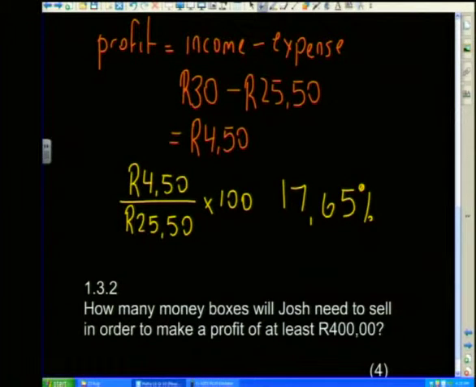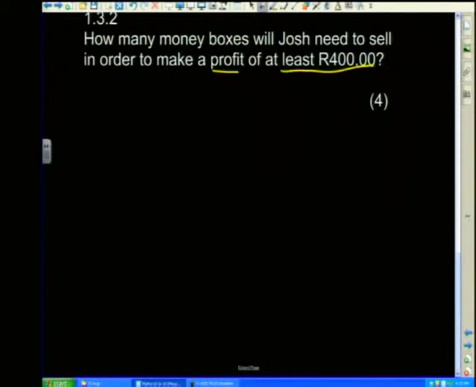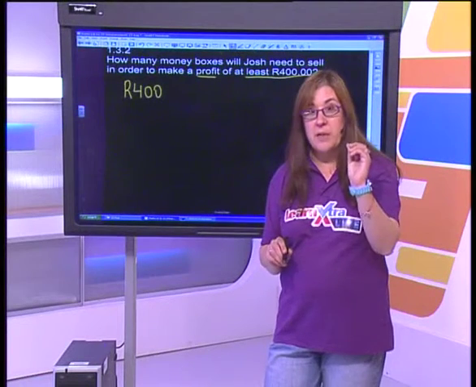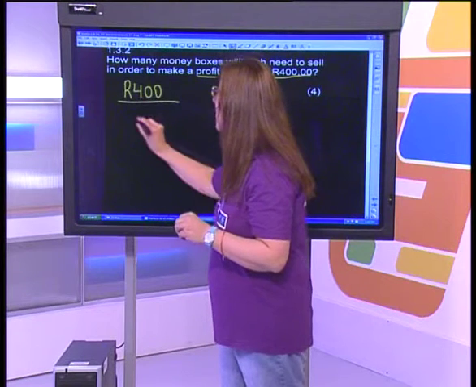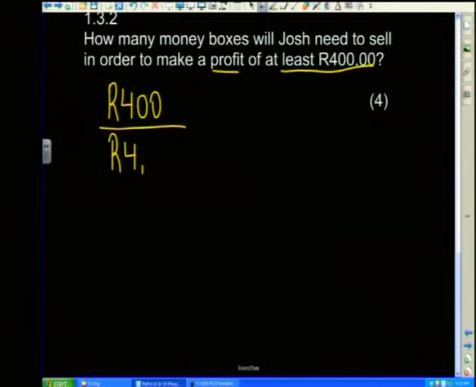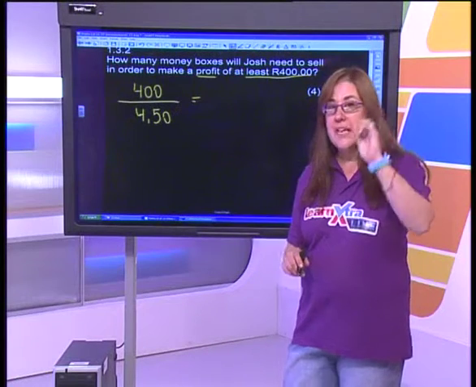How many money boxes will Josh need to sell in order to make a profit of at least 400 Rand? So now we're looking at, he wants to make 400 Rand. And that's pure profit that he wants to make. So we're going to divide that by how much profit did he make per money box. And let's see what that calculation gives us. And again, guys, if you want to leave out these Rand values, you can. If they confuse you here too, leave out the units, that's fine. So we can leave out the units, except my 4 disappeared. And as long as we put a unit in the final answer.